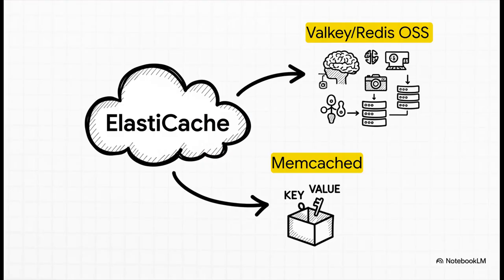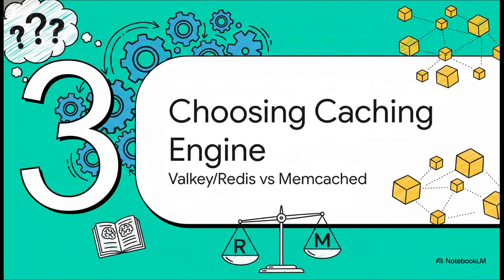Now, as the architect, one of the very first decisions you have to make is which engine to use. ElastiCache gives you two great open-source options, Valkey, which is a fork of Redis, and Memcached. They each have their own unique strengths, so let's put them head-to-head. Listen up, because this is a classic exam scenario. Understanding the real differences between these two is absolutely non-negotiable. The choice you make here is going to have a huge impact on what your caching layer can actually do.